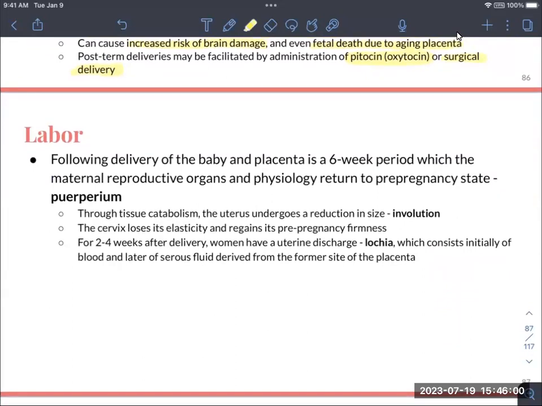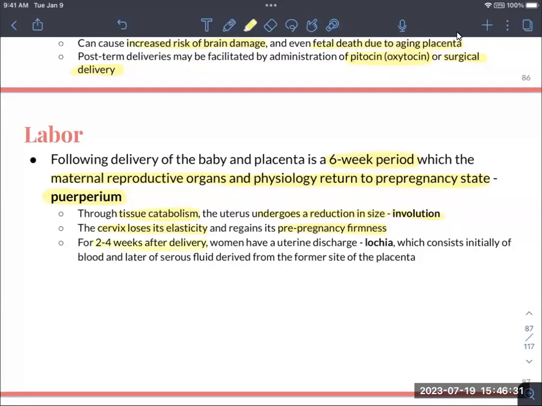So following delivery of that baby and the placenta, there's a 6-week period after this. These maternal reproductive organs and physiology are going to return to this pre-pregnancy state, the puerperium. Tissues go through catabolism. The uterus reduces in size, involution. The cervix is going to lose its elasticity again, so it gets this pre-pregnancy firmness.